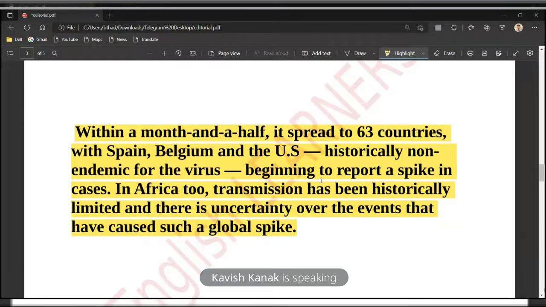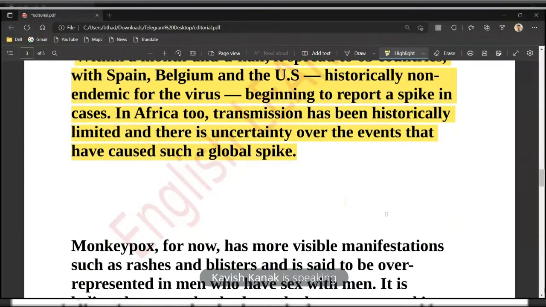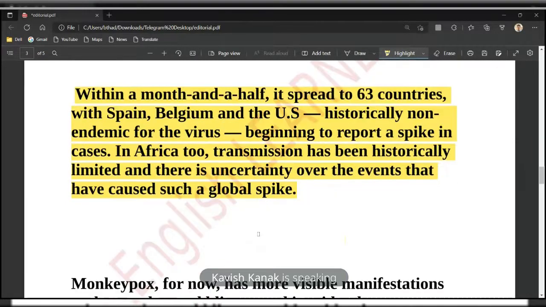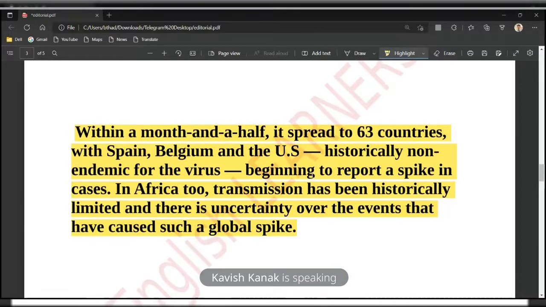In Africa too, transmission has been historically limited, and there is uncertainty over the events that have caused such a global spike. So in Africa also, the transmission was very limited, and now it is very shocking news how this virus has spread all over the globe, just in 1.5 months after finding the first person who was infected with the virus. So we can jump to the next paragraph.